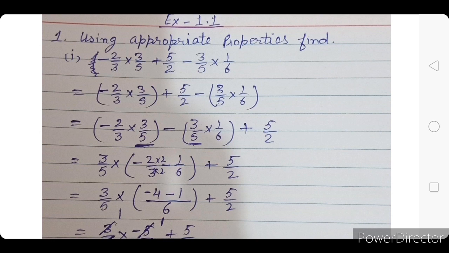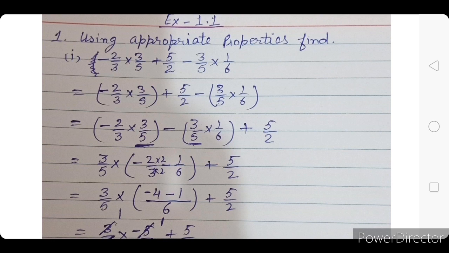First of all, statement is given. We have to divide that statement into 3 parts. The numbers which are multiplied, that will be separate, and the other number which is single, that will be separate. Now there are 3 parts. Minus 2 by 3 into 3 by 5 plus 5 by 2 minus 3 upon 5 into 1 by 6. So we have separated 3 upon 5 is in both the brackets. We will take them common using commutative property, and plus 5 by 2 will be taken separate.